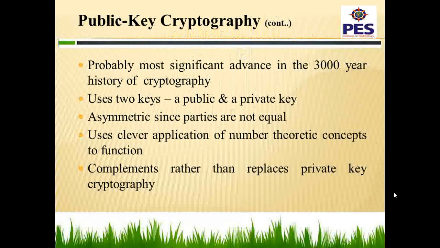But as the days pass and technology improves, we have seen so many drastically advanced applications where we placed these crypto systems, from the past 300 years. Now we are going to use two keys. One is the public key and another one is the private key. Because we are using both a public key and a private key, the system is asymmetric. It uses clever application of number theory concepts to make the functions of both public key and private key.